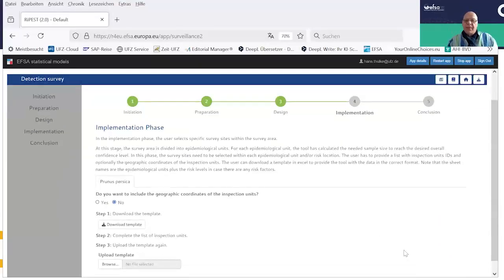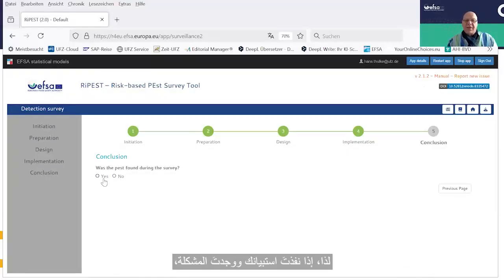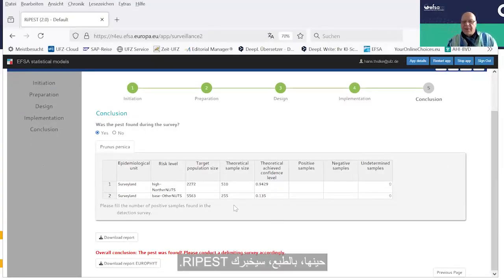Look, we can skip all this because we want to go to the end. So if you have implemented your survey and you found a pest, and you put in what you have done here, then of course Ripest will tell you that now you have to do a delimiting survey because you found a pest.